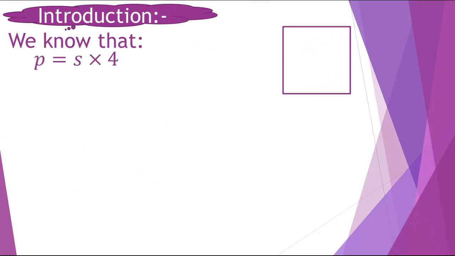At first, we know that if I have a square like this, the perimeter of the square equals the side length times 4.